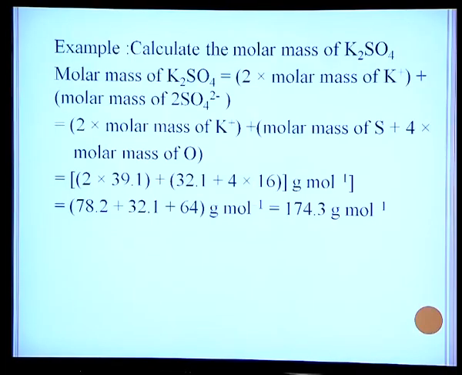Now, calculate the molar mass of K2SO4. Molar mass of K2SO4 you can calculate as 2 into molar mass of K plus ion plus molar mass of sulfate 2 minus ion. That is, 2 into 39.1 for potassium, plus 32.1 plus 4 into 16. You will get 78.2 plus 32.1 plus 64, which gives 174.3 gram per mole.